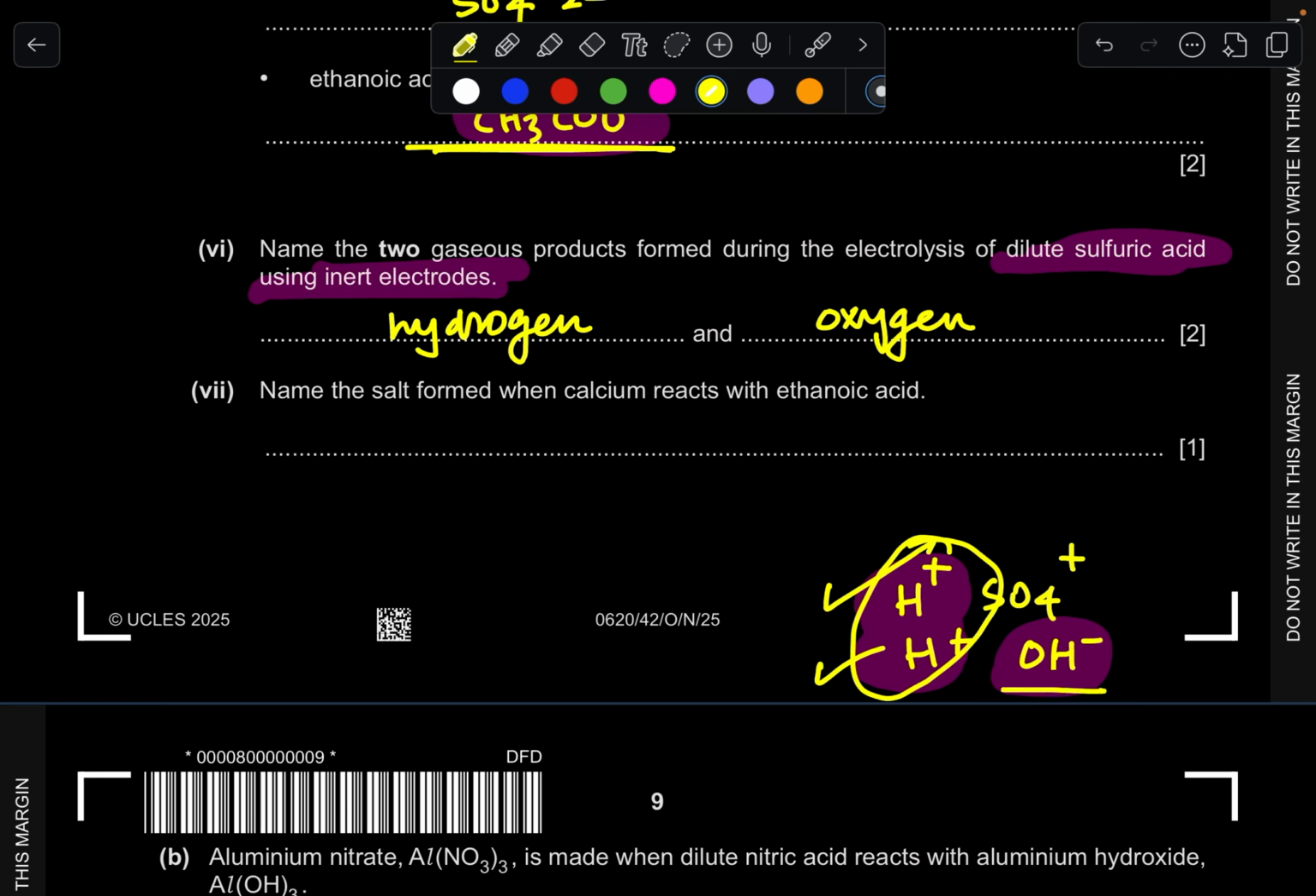So for the hydrogen ion you're going to form hydrogen gas, and for hydroxide you're going to form oxygen gas. Name the salt formed when calcium reacts with ethanoic acid. Calcium ethanoate. What's difficult? And if they ask for the formula, you're going to tell (CH3COO)2Ca. Easy.